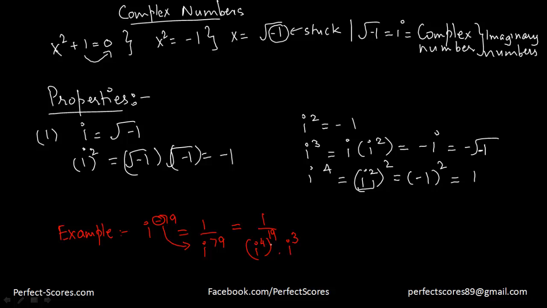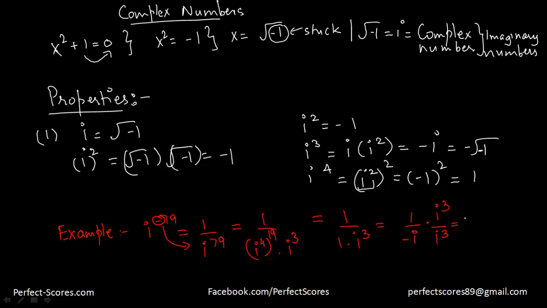because 19 times 4 is 76, and 76 plus 3 is 79. From here, as we already know that i to the power 4 is equal to 1, it's going to be 1 times i to the power 3, and we know that i to the power 3 is -i. That means from here I have 1 over -i. And how do we bring this i to the top? What I can do is multiply and divide by i to the power 3.